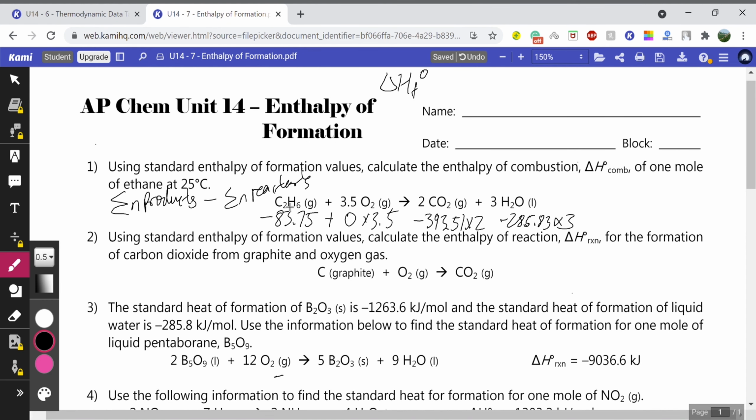Alright, now we have all this. It's going to be negative 393.51 times 2 plus negative 285.83 times 3 minus negative 83.75. And let's see, negative 393.51 times 2 plus negative 285.83 times 3 plus 83.75 should give you negative 1520 kilojoules per mole.